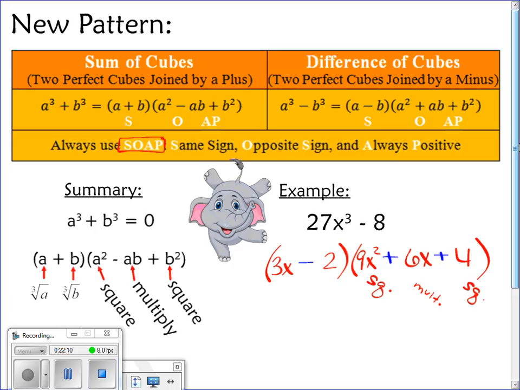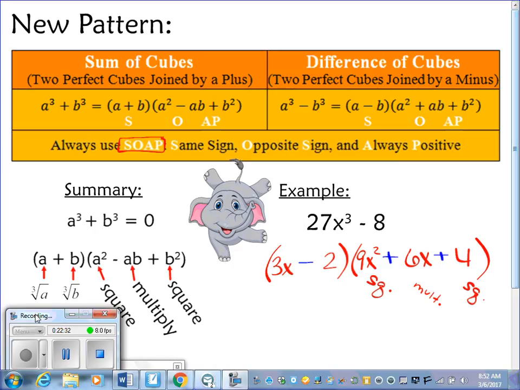Plus, minus, doesn't matter. And I'm going to have x cubed. So we're literally going to start by taking the cubed root of each of them. And then it's square, multiply, square. Square the first one. That's how I got 9x squared. You multiply the two of them together, 6x, square the last one. That is factored. Let's try another one.